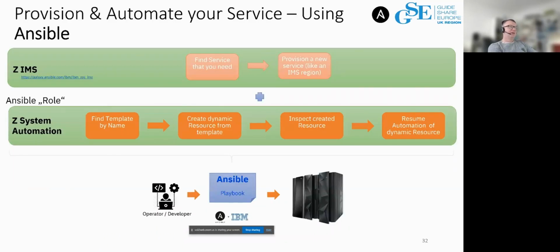Here's one example, a little bit more complex, of how you can combine those different collections. It combines the IMS collection together with our Z System Automation collection. If you want a special IMS subsystem to be provisioned on your mainframe, you can use that collection and say, first get me the service that you want and provision it. In the next step, go to system automation and also automate it.